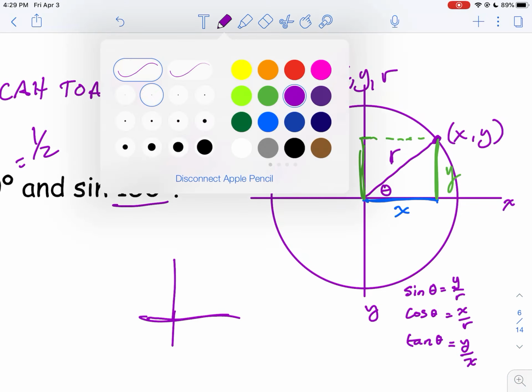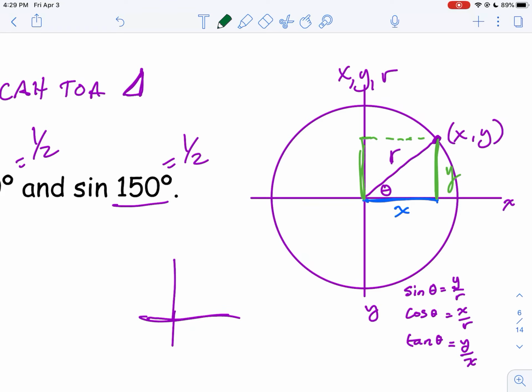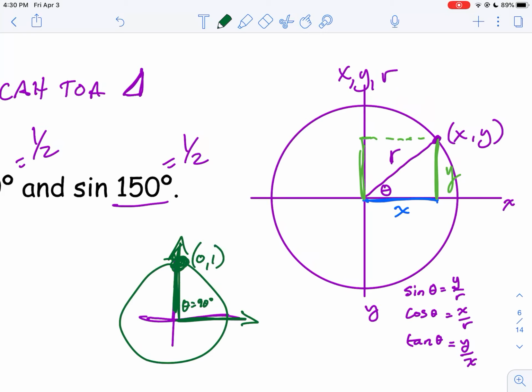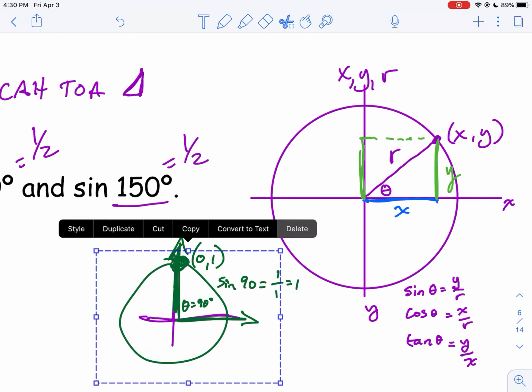So take 90 degrees, for instance. When you have theta as 90 degrees, you've got an angle here, angle here. There's no triangle. You're going to have to use this circle. And you're going to have to think of, okay, this is at (0, 1). The sine of 90 then is y over r. That'd be 1 over 1, which is 1. This works great, even though we don't have a triangle. So, anyway, bit of a side trail, I'm sorry.